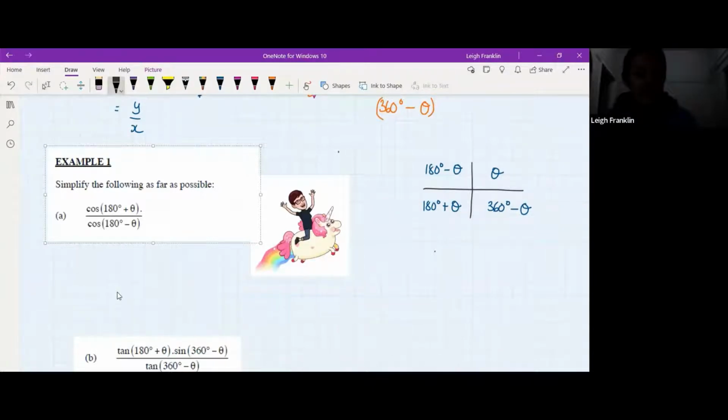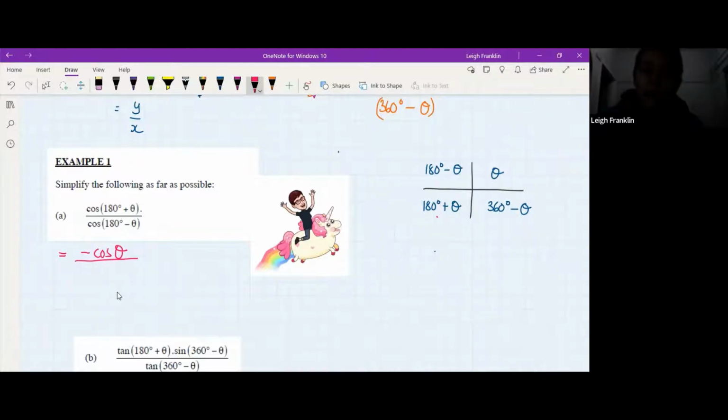So it works like this, right? In the numerator of this particular question, we have cos 180 plus theta. So this is what we say: cos 180 plus theta. 180 plus theta is quadrant 3, where cos theta is negative. So this reduces to negative cos theta. Okay, so now I have written it in terms of an acute angle.